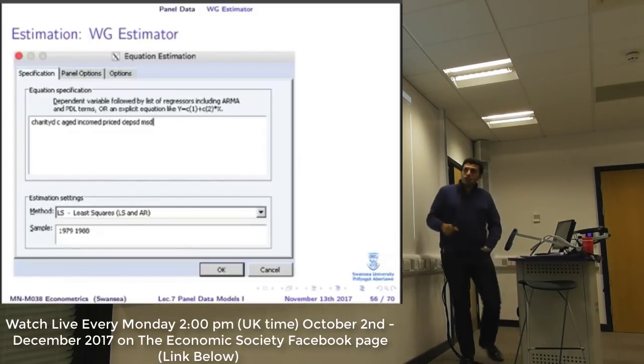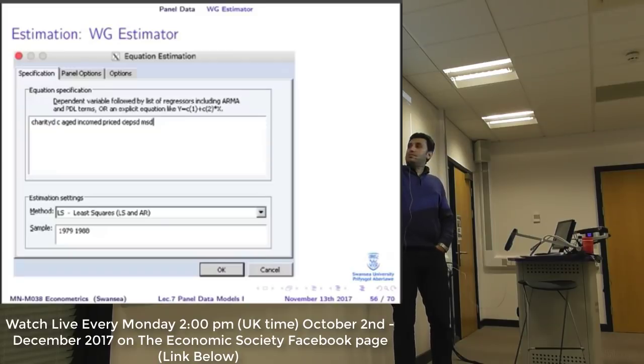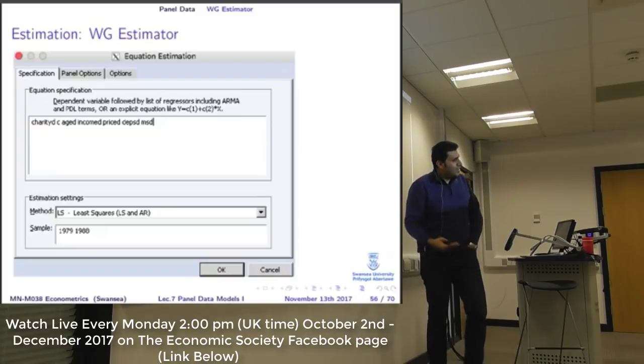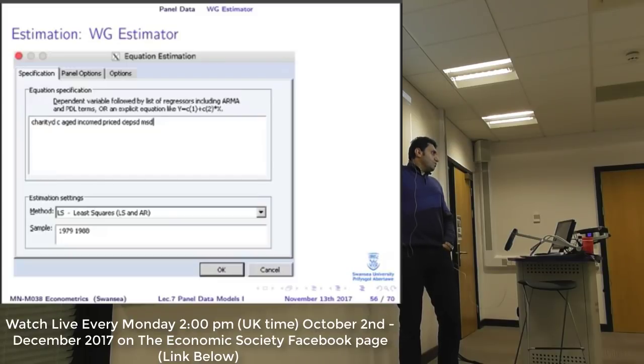And when I run the regression, I still use the LS method, or least squares method, but rather than using charity, I'm using charity d. This is the d-mean variable. Rather than using age, I use age d, and by mistake I added this c, because we expect this c to be dropped. But let's say if by mistake I added it, what would happen?